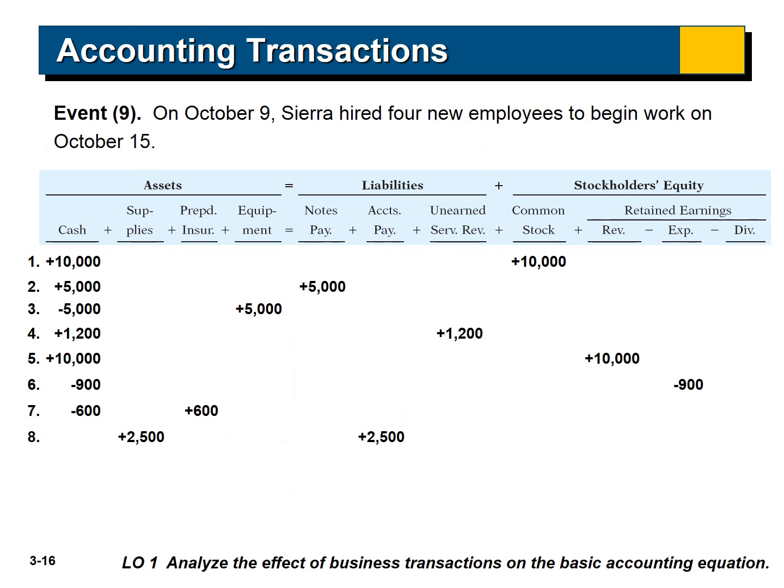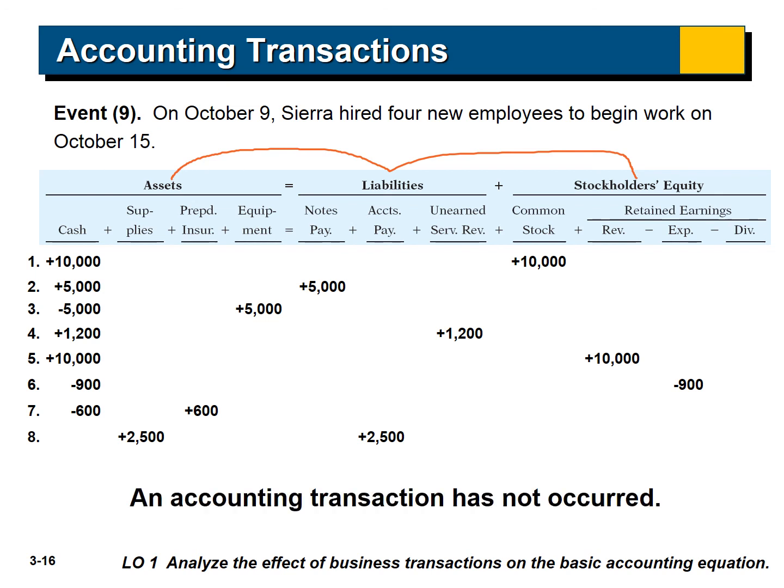On October 9th, Sierra hired 4 new employees to begin work on October 15th. Well, this is a little bit of a tricky one, because remember that a transaction has to have an impact on your financial position, which means it has to affect your assets, liabilities, or your stockholders' equity. Just hiring someone does not have an impact on any of those. So this is not considered a transaction. This event does not get recorded in the books because only accounting transactions are recorded.